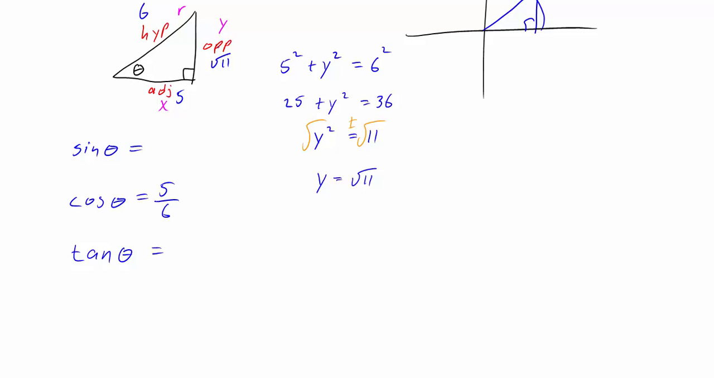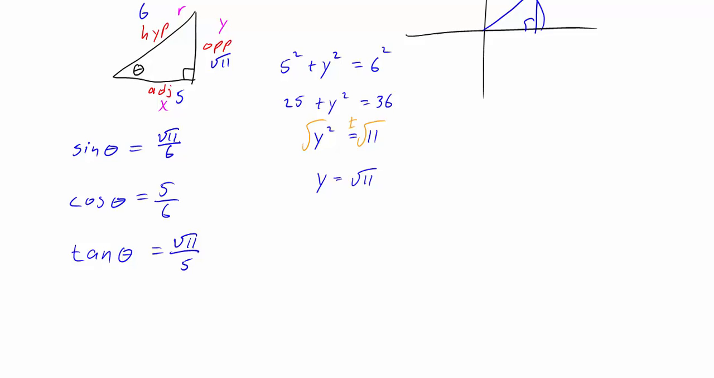So now that we have all three sides, we can certainly find the sine of theta, because the sine of theta is the opposite over hypotenuse. So that would be the square root of 11 over 6. Cosine was given, that's the adjacent over hypotenuse. And tangent is opposite over adjacent, so the tangent would be the square root of 11 over 5. And of course, the other three would simply be the reciprocal of each one of these.